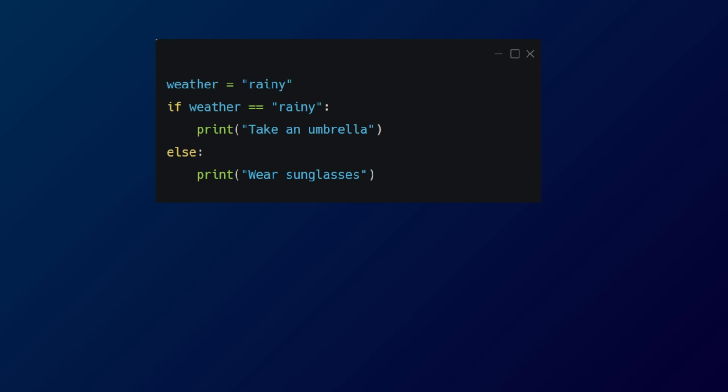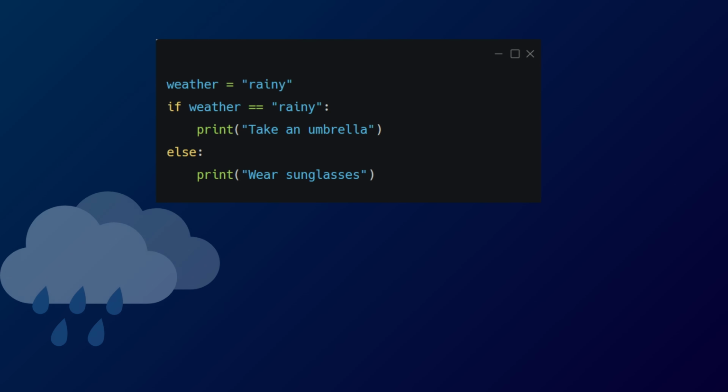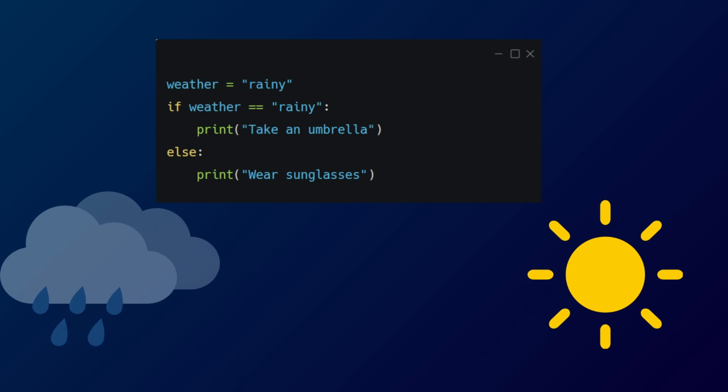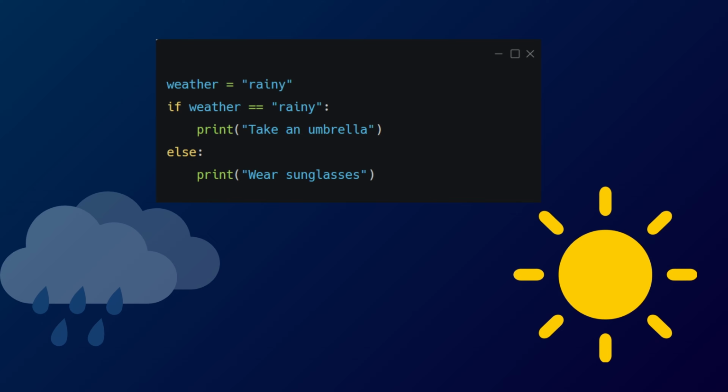But programs aren't always just about calculations. They make decisions too. We do this using the if statement. Imagine you look out of the window and check the weather. If it's raining, you take an umbrella, or if it's sunny, you wear sunglasses. Python does exactly that. So let's try it with a simple code.